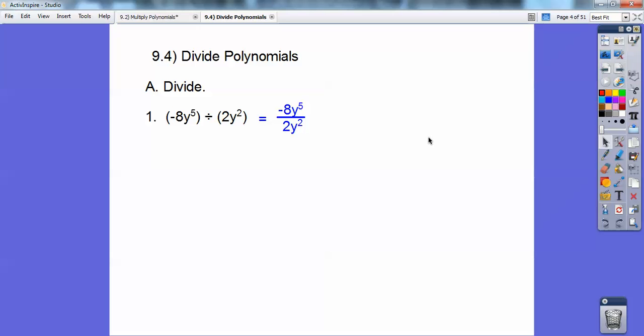A fraction is division. It's easier to see that 2 goes into -8 -4 times. 2 y's downstairs will take away 2 of the 5 upstairs, so there's going to be 3 left. So you're left with -4y cubed. Okay, easy, right? Okay, do the same thing with this one.